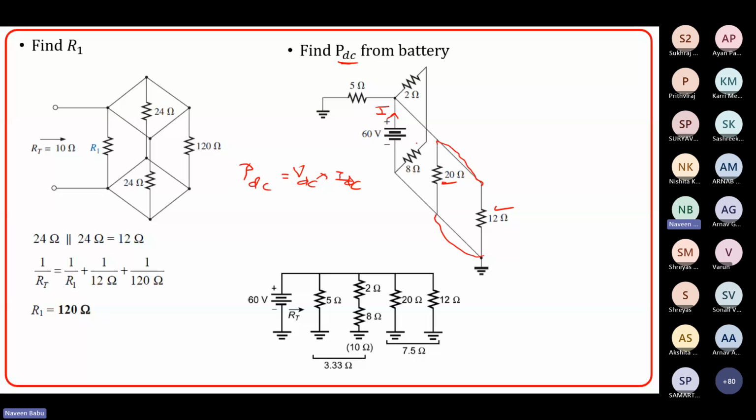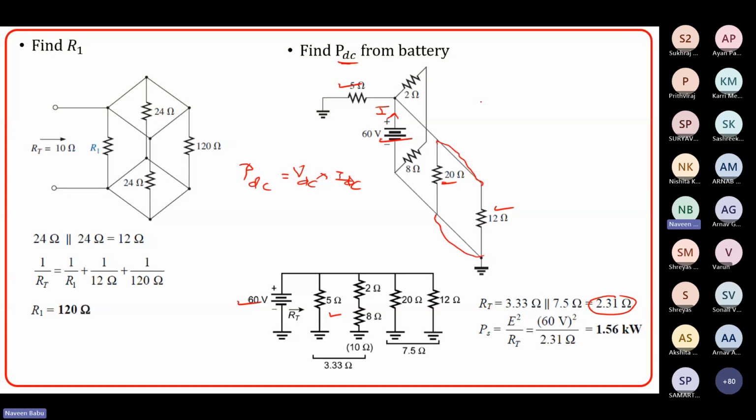That is, you look at this, this is 60 volts, you have this 60. And then 5 ohms here, you have the same 5 ohms. 2 and 8 in series, 20 ohms in parallel and 12 ohms in parallel. So this parallel combination 20 parallel 12 is 7.5, and 8 plus 2 is 10. And this combination with 5 is 3.3. And if you find the total equivalent resistor, it is 2.31, and you can determine what the current is here.